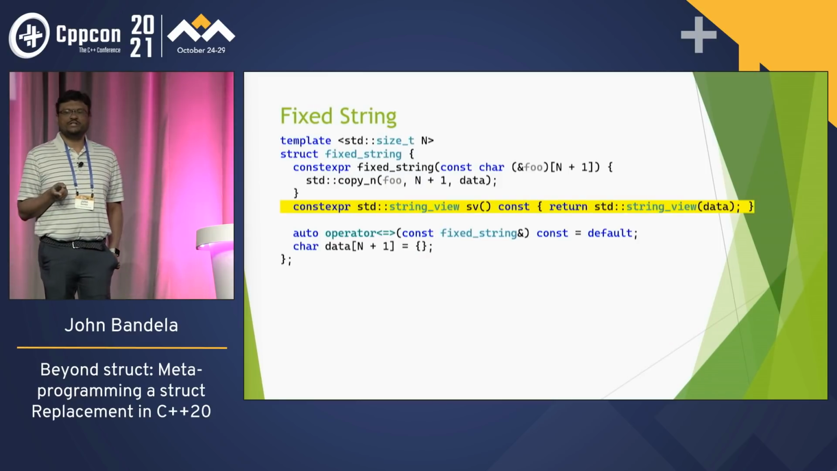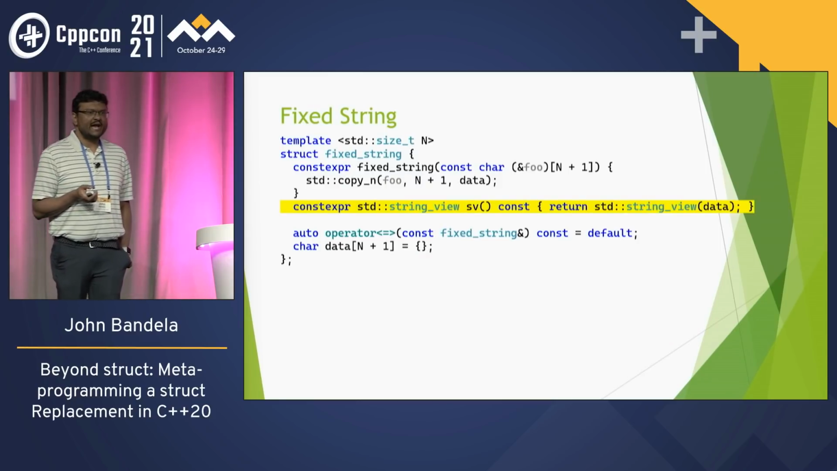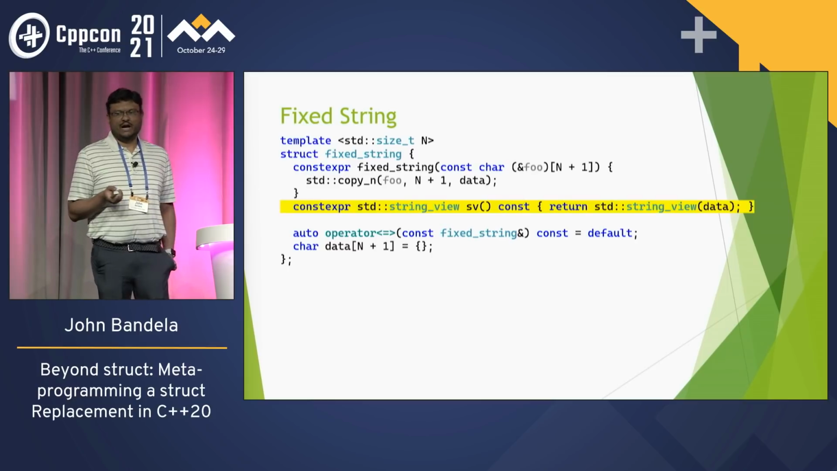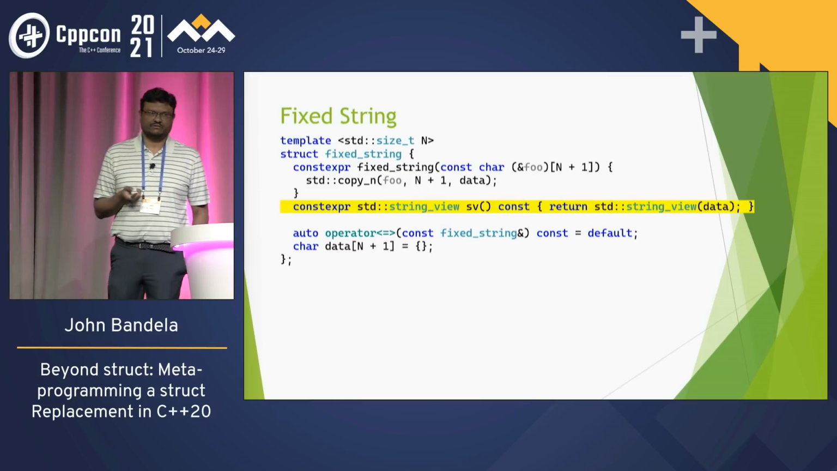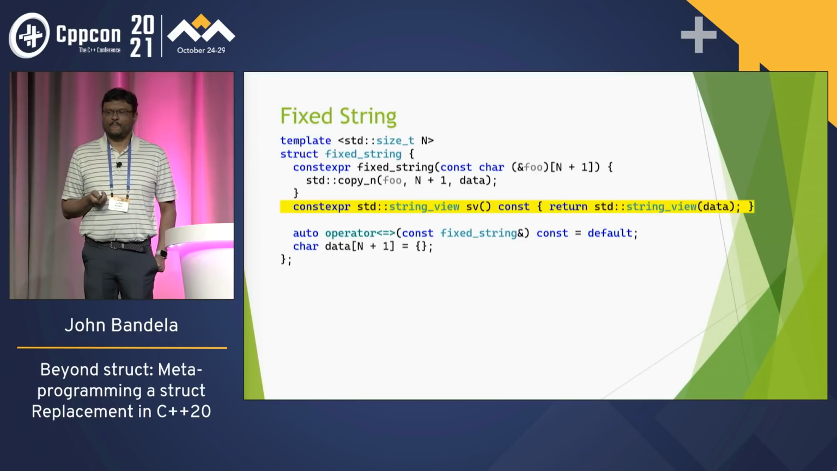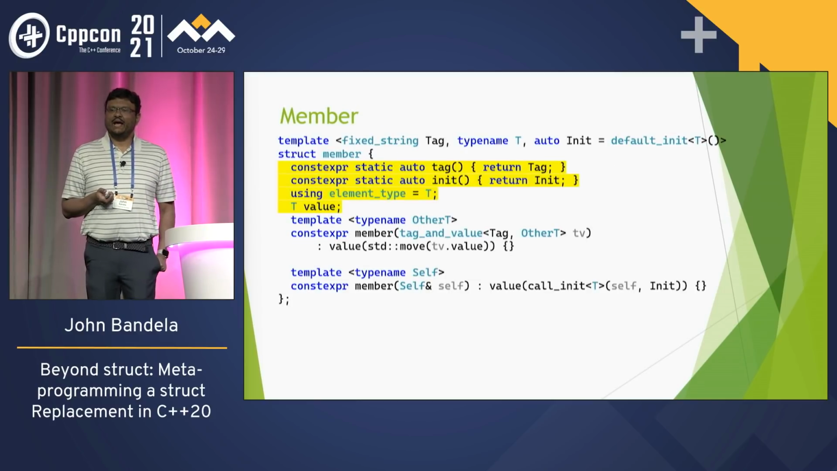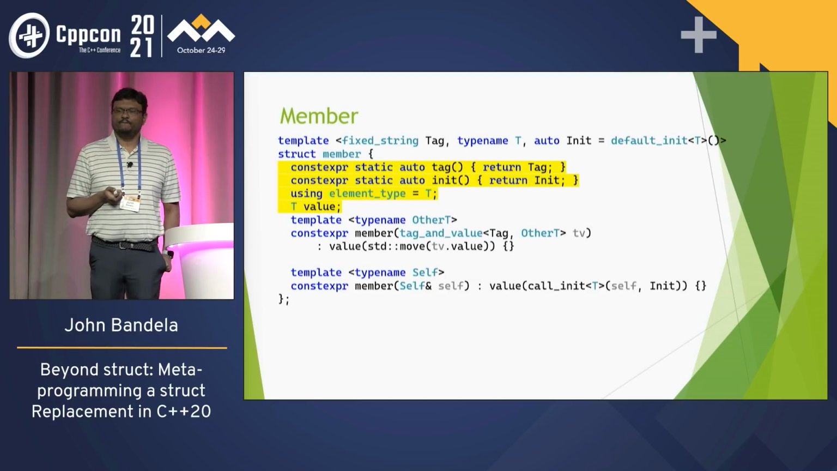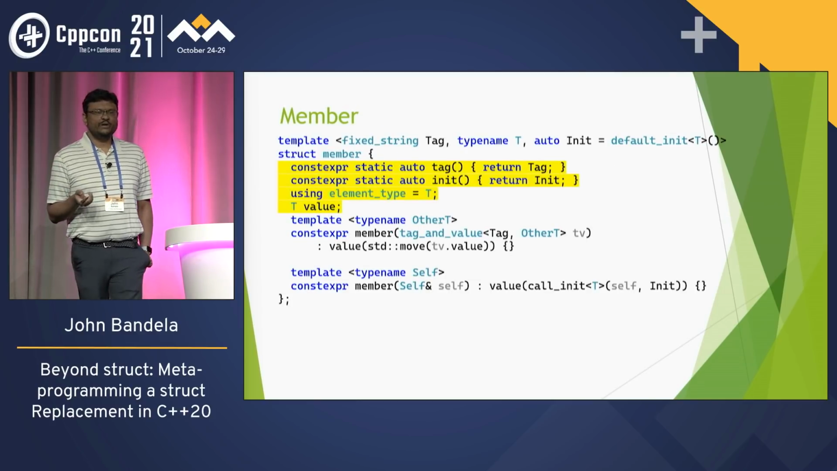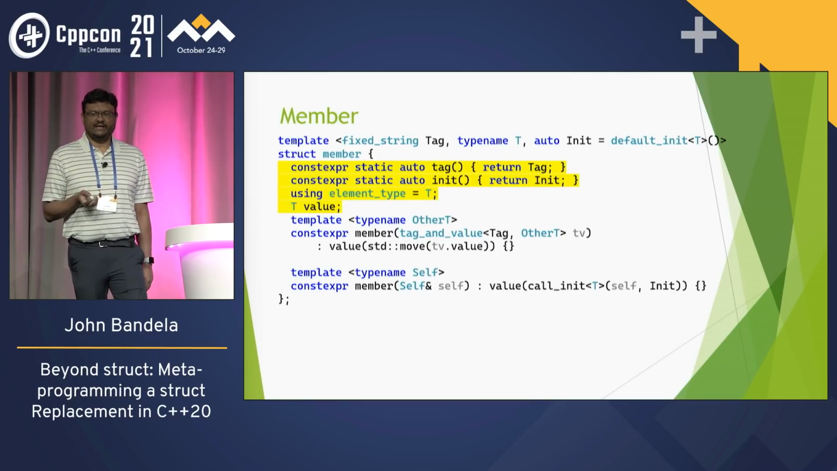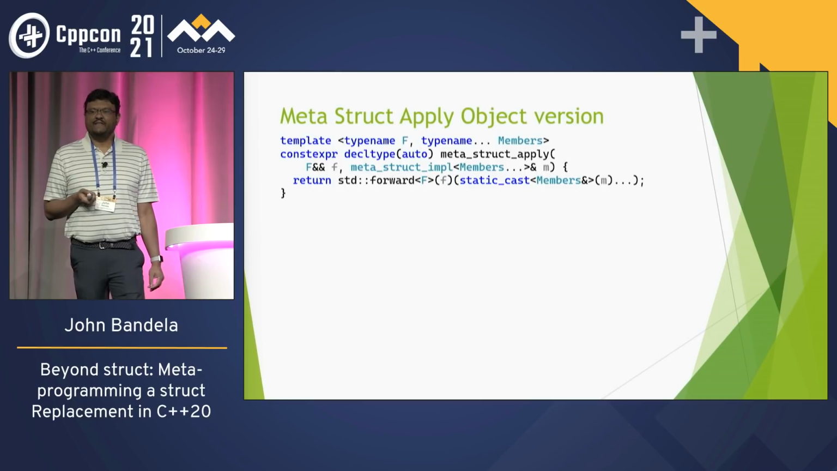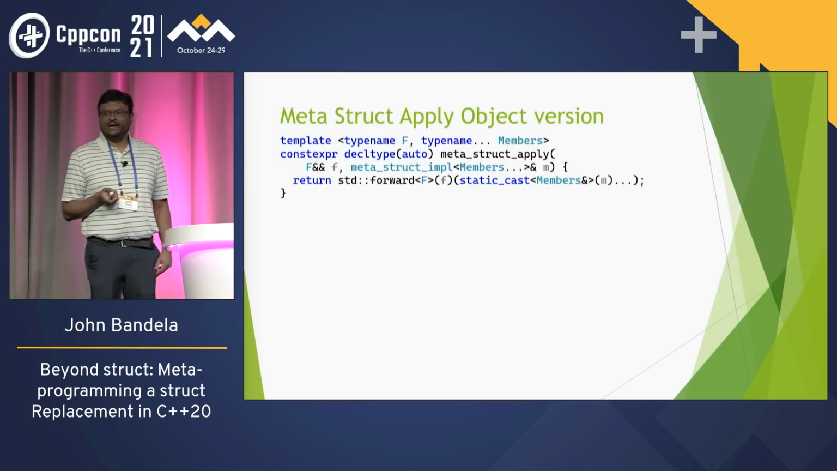So how do we do the changes? Well, for fixed string, we add a constexpr string view function SV that just constructs a string view from the data. And for our members, we just add some accessors, like we can access the tag, the init, the element type, and we have what the value is. And then we write the metastruct apply.